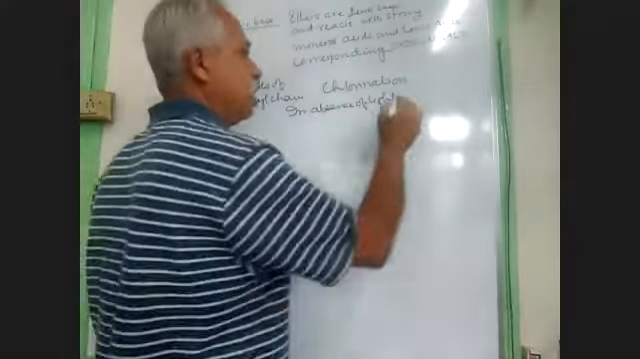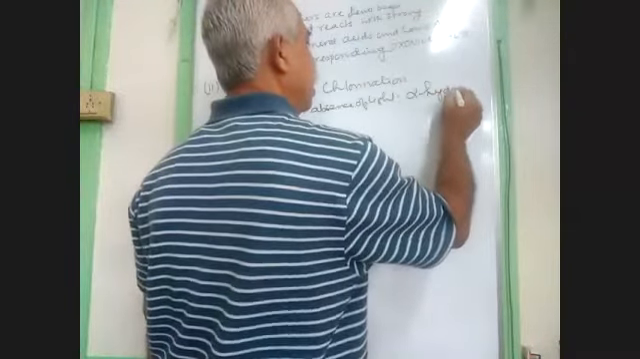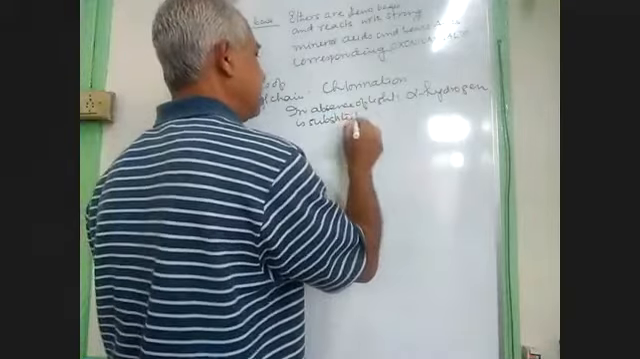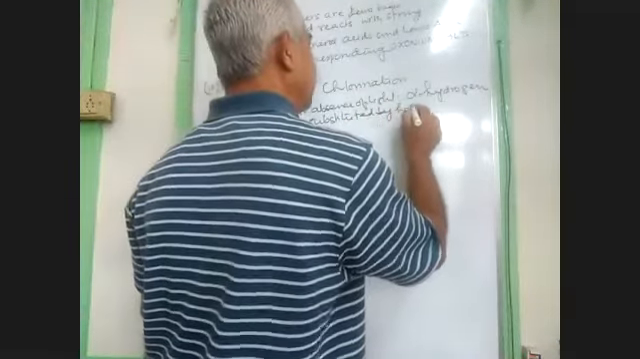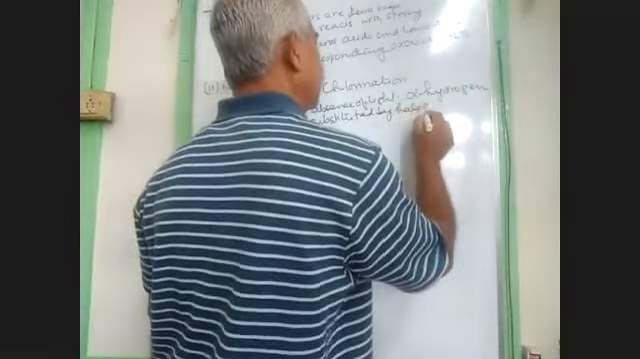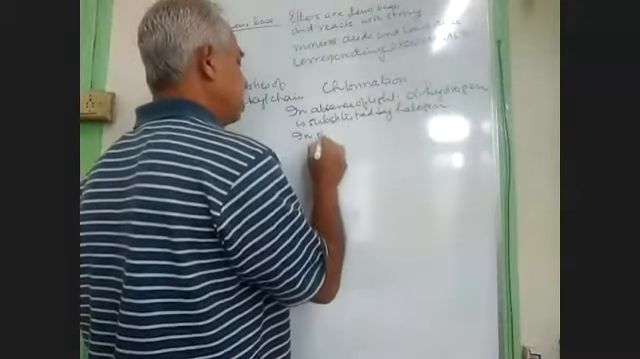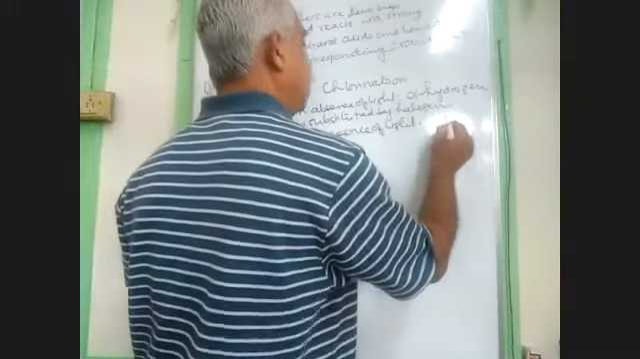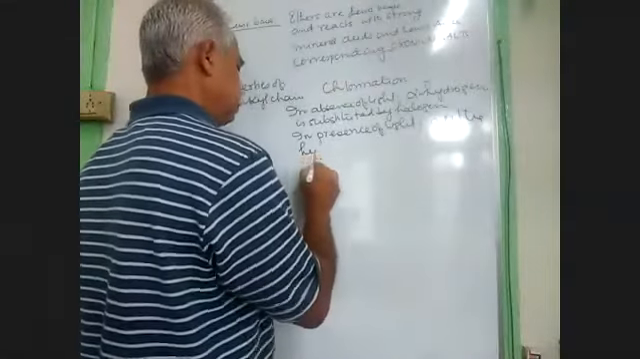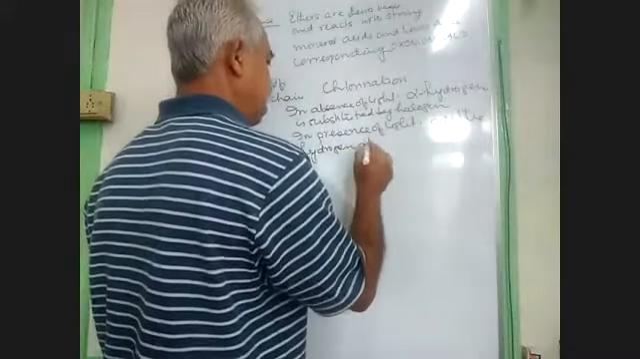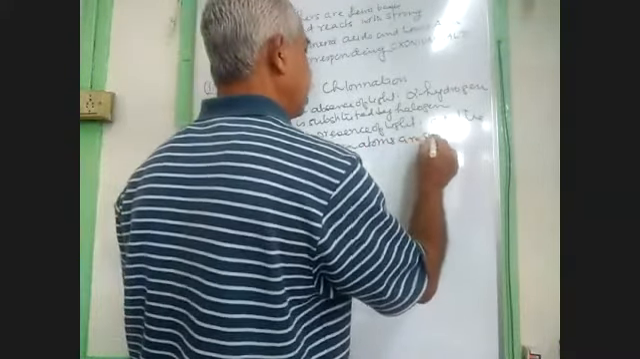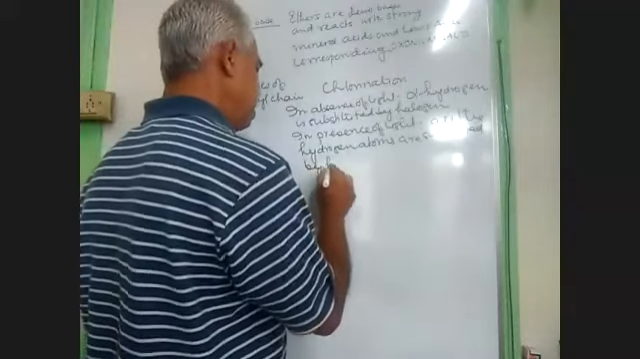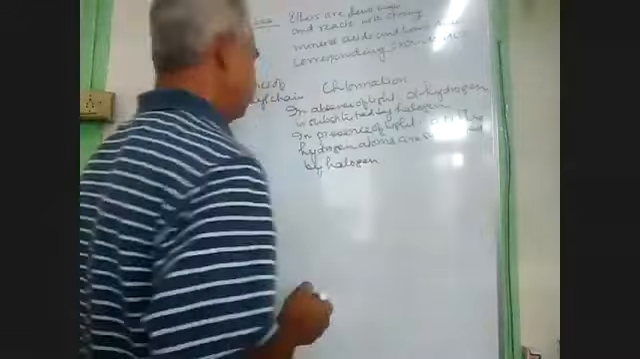In absence of light, the alpha hydrogen is substituted by halogen. This I have done only for your entrance exam. And in presence of light, what happens? All the hydrogen atoms are substituted by halogen. This one I have done extra.